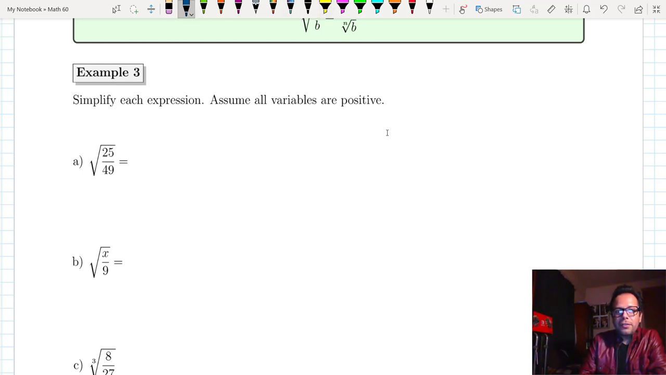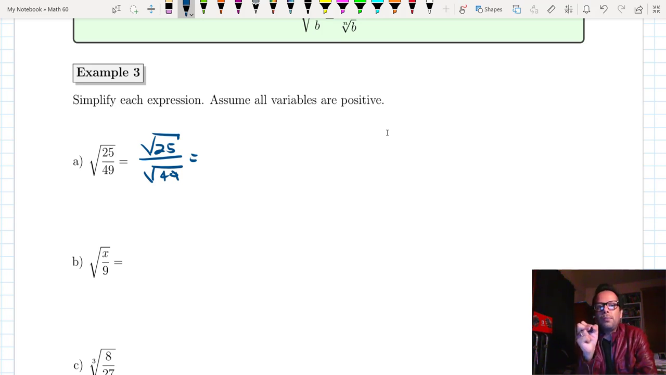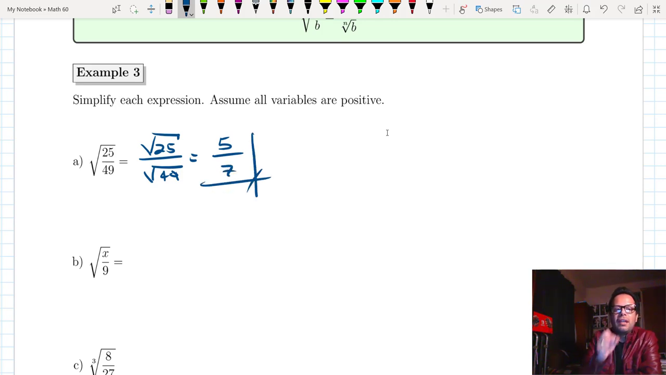So we are going to rewrite this as the square root of 25 divided by the square root of 49, and evaluate the corresponding root whenever possible. In this case, it turns out that 25 is a perfect square, and so is 49. The square root of 25 is 5, the square root of 49 is 7, okay?